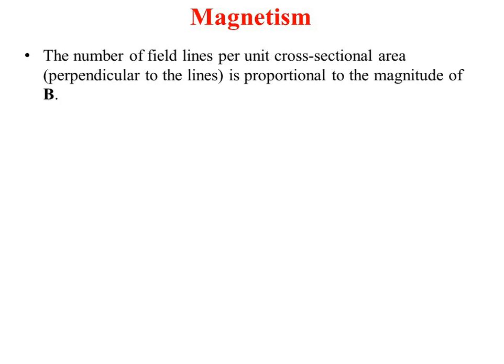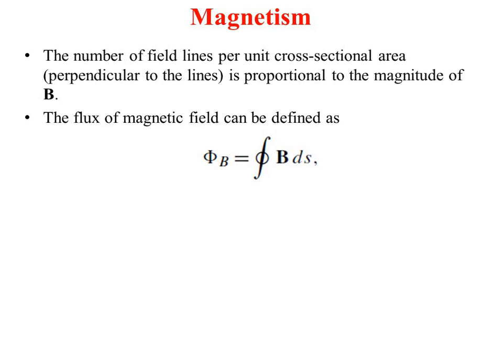The number of lines per unit cross-sectional area, we'll call it the magnitude of B, and we'll call it flux most of the time. So the flux of the magnetic field can be defined as phi of B is equal to the integration of the magnetic field over the area, and we'll call it flux.